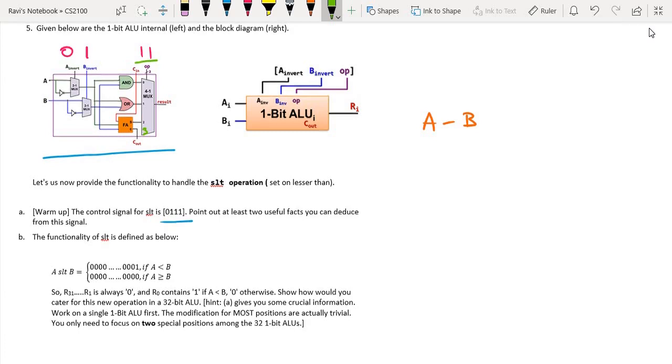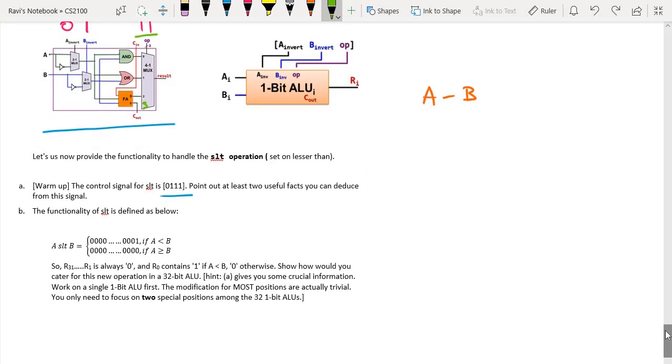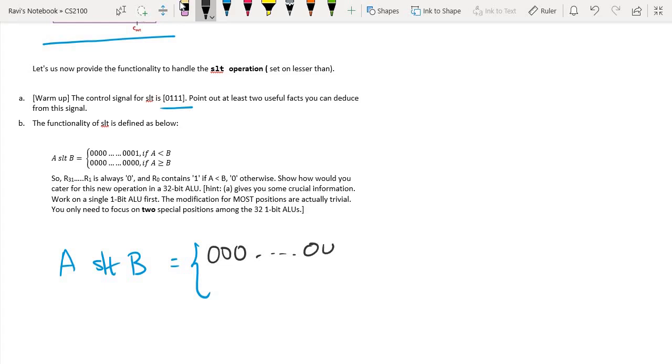Now let's take some time to first understand the ALU behavior. For the ALU operation over here, when I say A set if less than B, the result is either going to be all zeros and finally a 1 if A is lesser than B, correct? If A is lesser than B, then the result of executing the instruction A SLT B will be a 1. The other answer is that the value is all zeros and the last bit is also zero. This would be the case if A were greater than or equal to B.